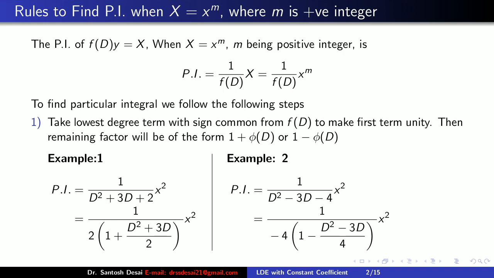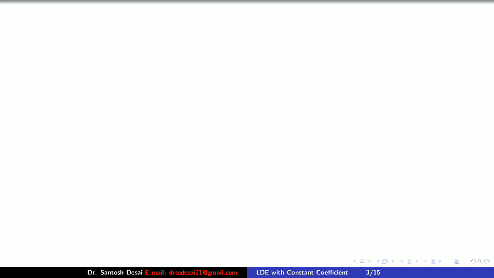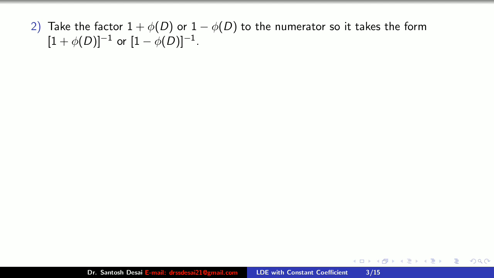Once you take the lowest degree term common from the denominator, you can check that in both the examples the remaining factor will be either of the form 1 plus some function of D or 1 minus some function of D. Now in the second step, take the factor 1 plus phi of D or 1 minus phi of D to the numerator. So it takes the form 1 plus phi of D raised to minus 1 or 1 minus phi of D raised to minus 1. So this is a simple step.